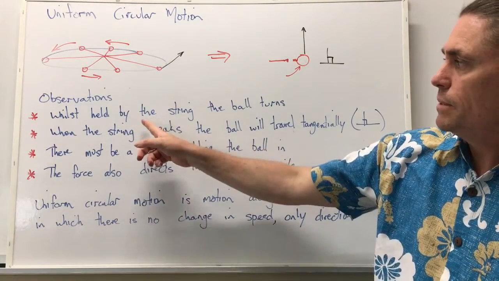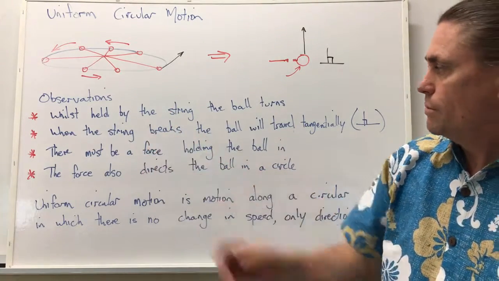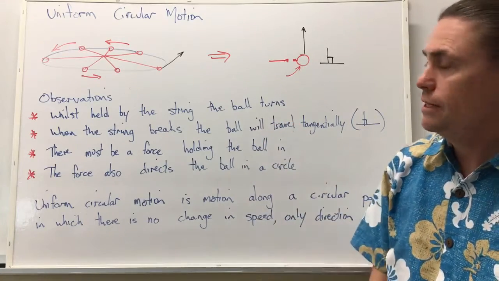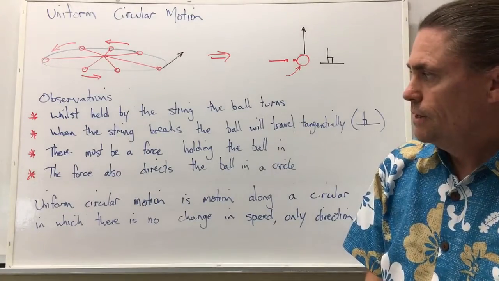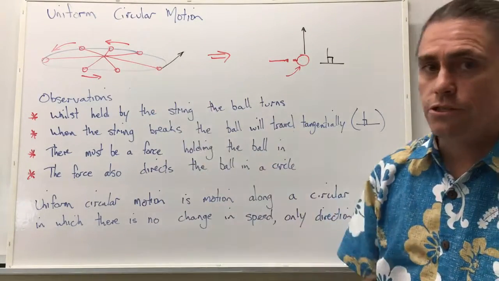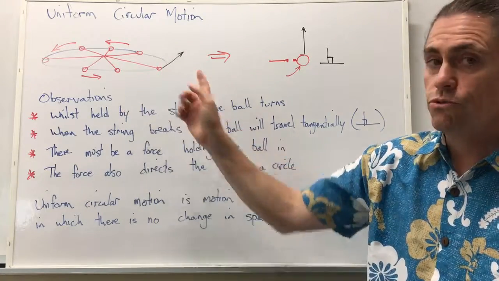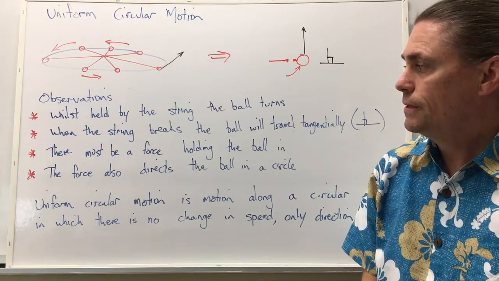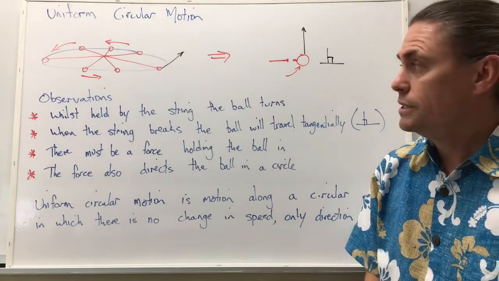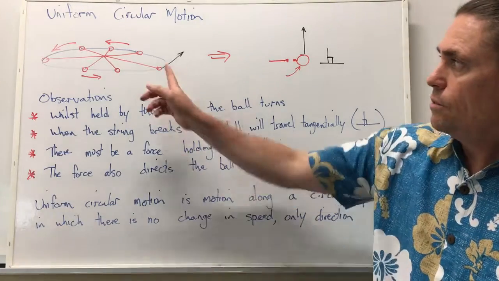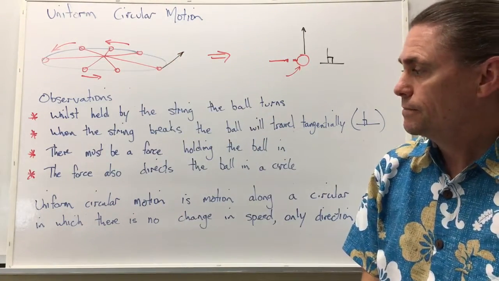First of all, while it's being held by the string, the ball will turn. Second of all, when the string breaks, the ball will travel tangentially to that break point, or the radius of our circle. Thirdly, because the object is turning, there must be some force on that object, otherwise the object would travel indefinitely in one direction. And then finally, we can also see that the force must be directed toward the centre of the circle, otherwise the object would travel out tangentially once again.